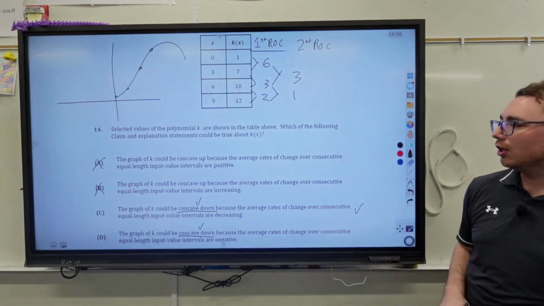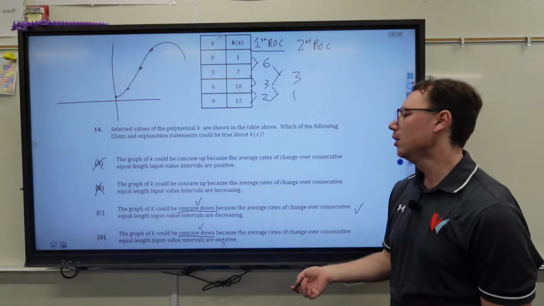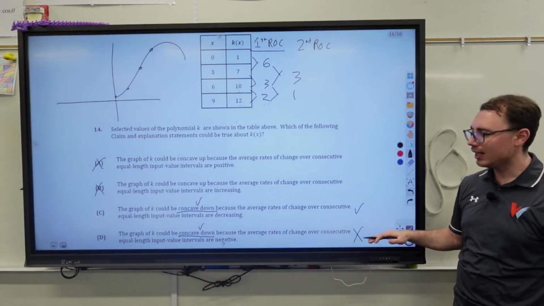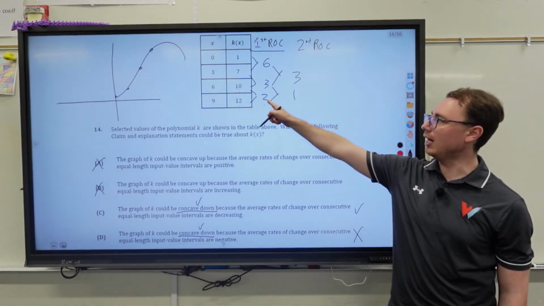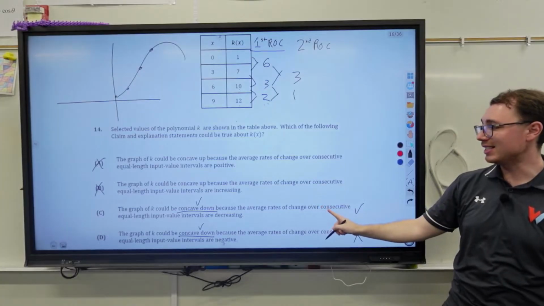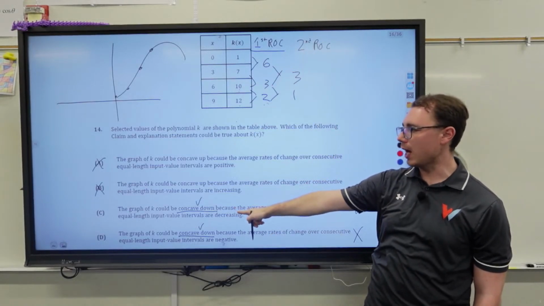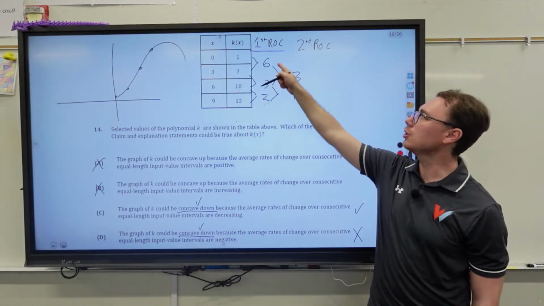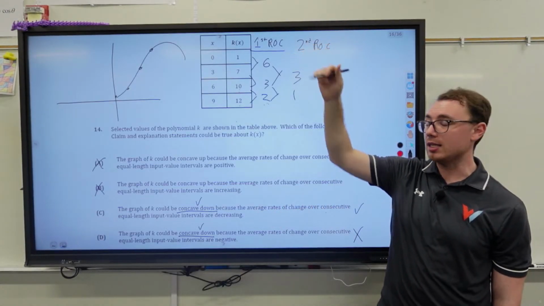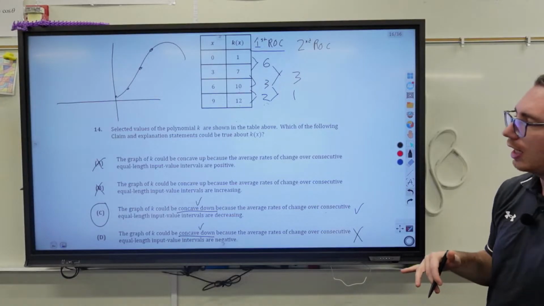I like that here. For D though, the graph of K could be concave down because the average rate of change over consecutive equal length input value intervals are negative. Well, we know they're not negative. And it's not that you have a concavity that's down if these values here are negative. Rather, we only have concave down graphs when this first difference here is decreasing, not negative. So if this is negative here, but still decreasing, then it is valid for C. But it's not just because it is negative. It's just if this is decreasing that we know that we're dealing with an increasing at a decreasing rate graph, which is a concave down graph. So we know C here for number 14 is the best answer for this case here.